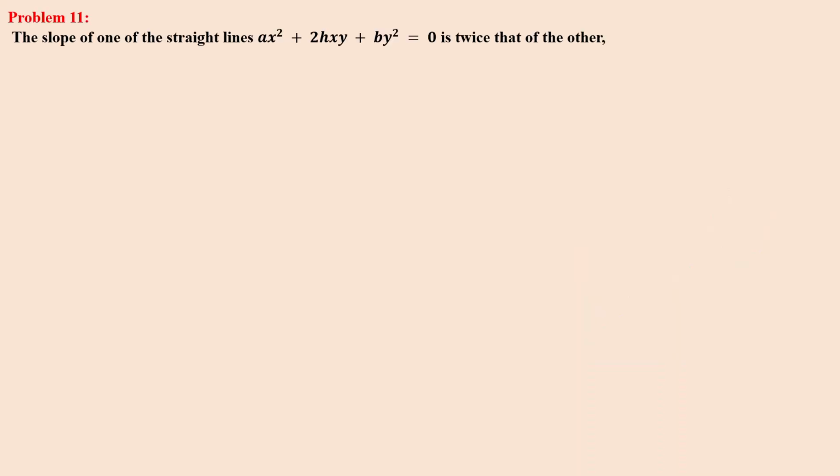Next problem. The slope of one of the straight lines ax² + 2hxy + by² = 0 is twice that of the other. Show that 8h² = 9ab.